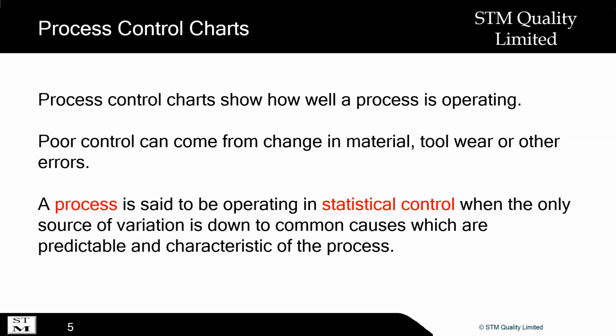Process control charts show how well a process is operating. Poor control can come from change in material, tool wear, or other errors. A process is said to be operating in statistical control when the only source of variation is down to common causes which are predictable and characteristic of the process.